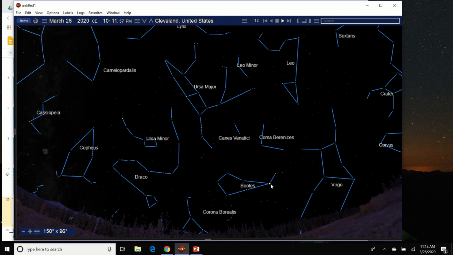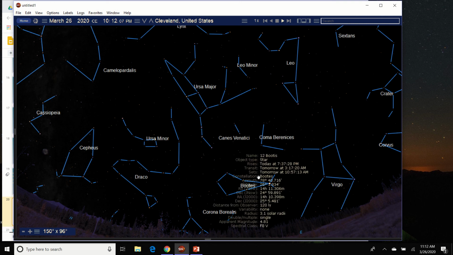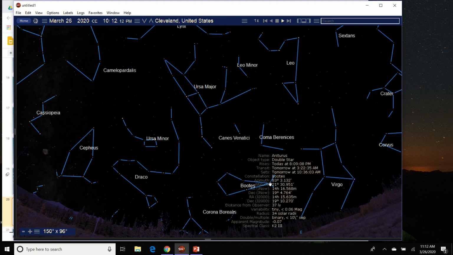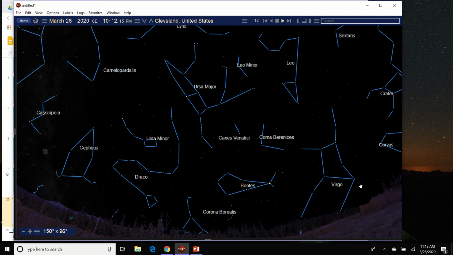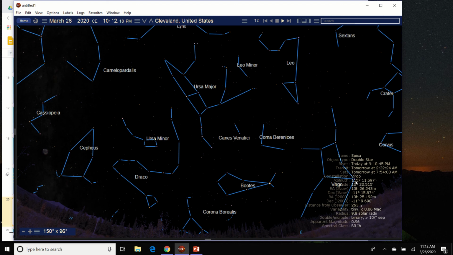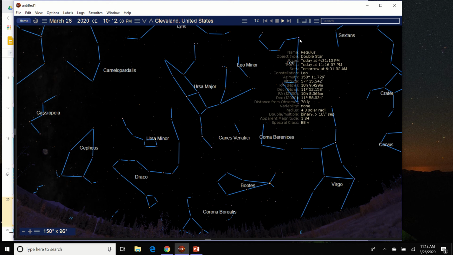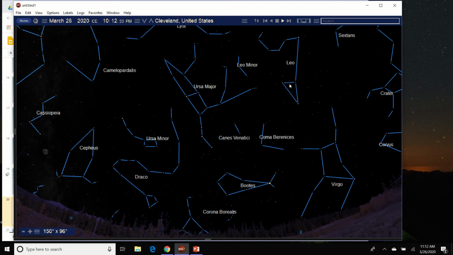Here, follow the arc to Arcturus in Boötes. Again, Boötes kind of looks like a deflating balloon. Here's the balloon knot, and here's the deflating balloon. Or some might say it looks like a kite, would be another way to look at that. Follow the arc to Arcturus and Boötes, and continue following it until it hits Spica, which is in the big constellation Virgo. Then going back to our Big Dipper here, follow these two pointer stars the other way until we get to Regulus.